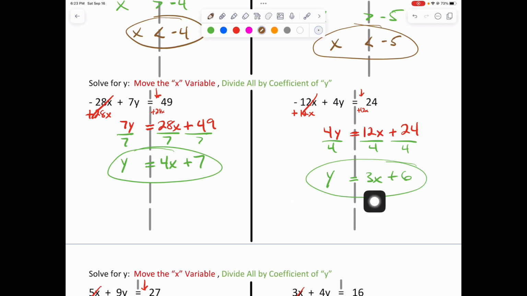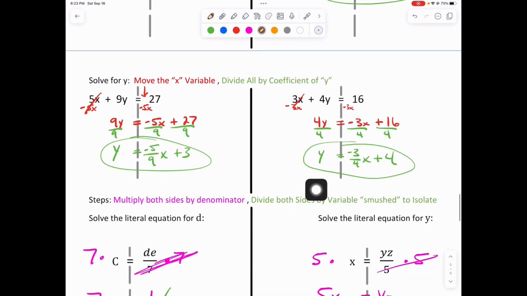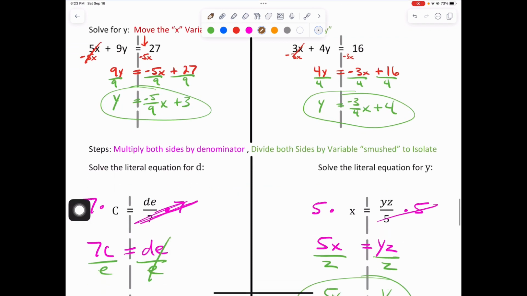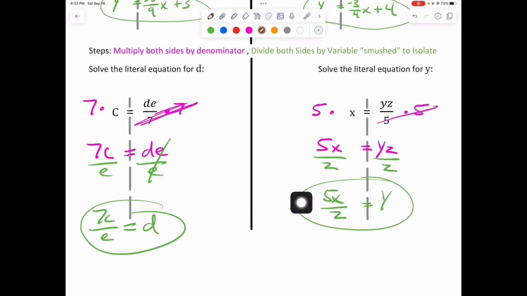Y equals 3x plus 6. Y equals -3 over 4x plus 4. And 5x over z is equal to y. That's your answer key for your review.